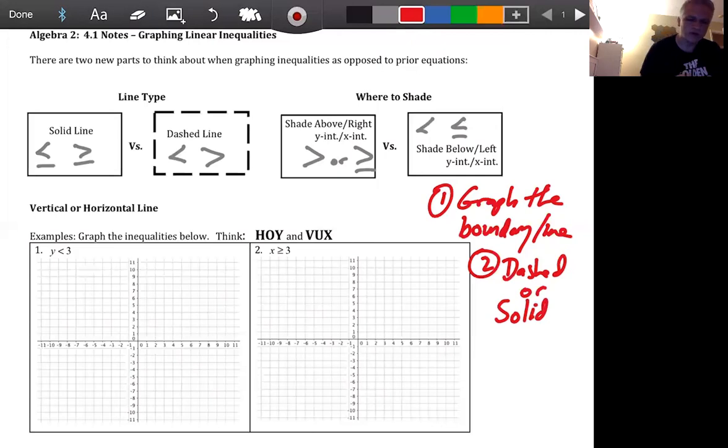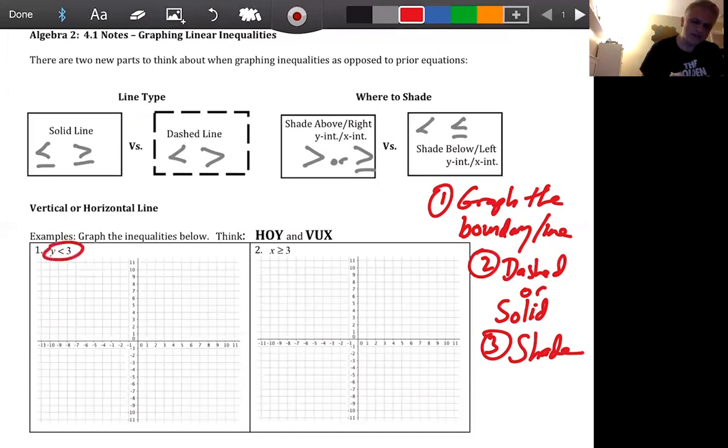We already went over line type. So we're going to graph the boundary line, making sure that we know it's dashed or solid. And then finally, we're going to shade. If it's greater than, we're going to go above or to the right. If it's less than, we're going to go below or to the left. So let's look at this.